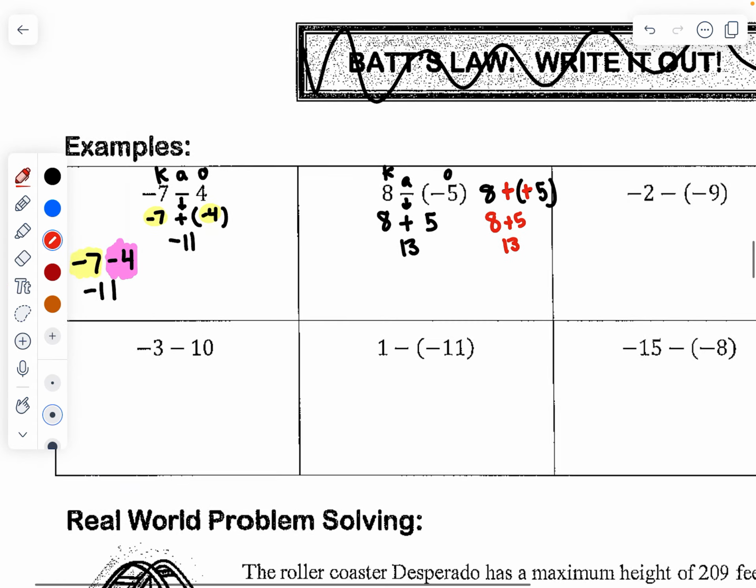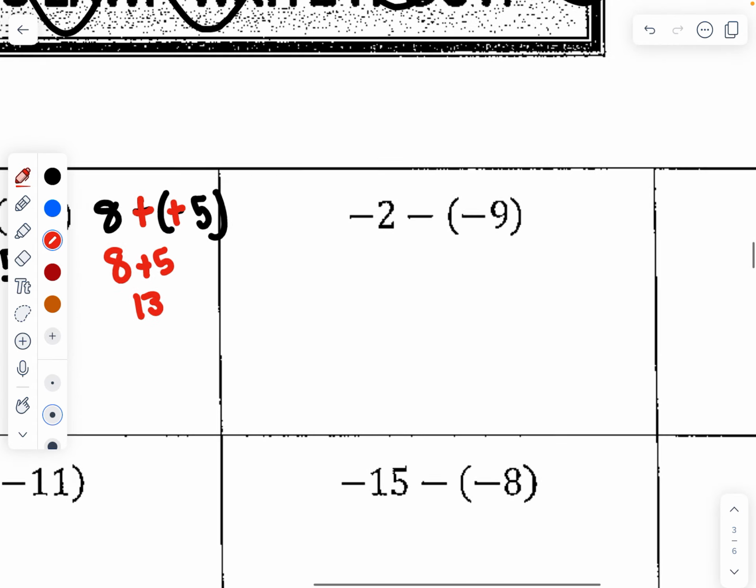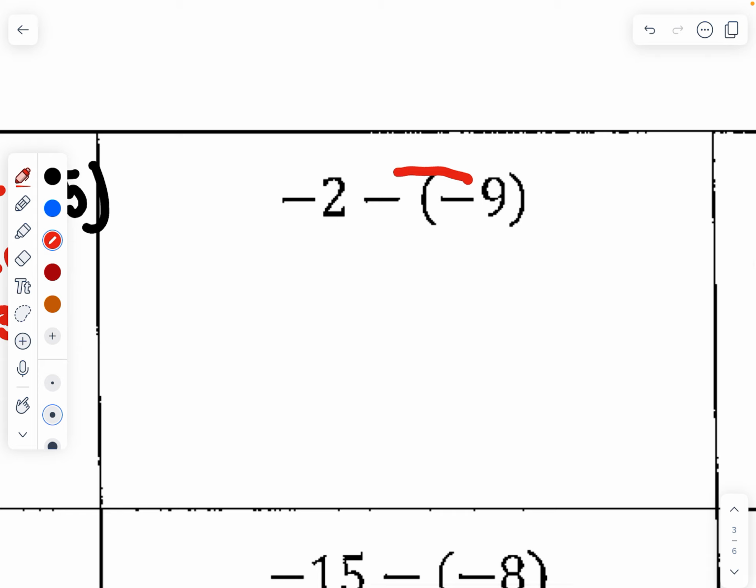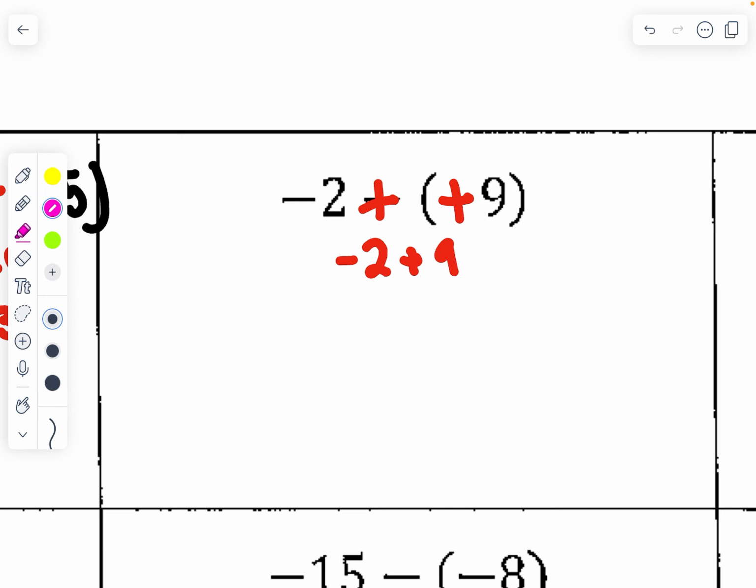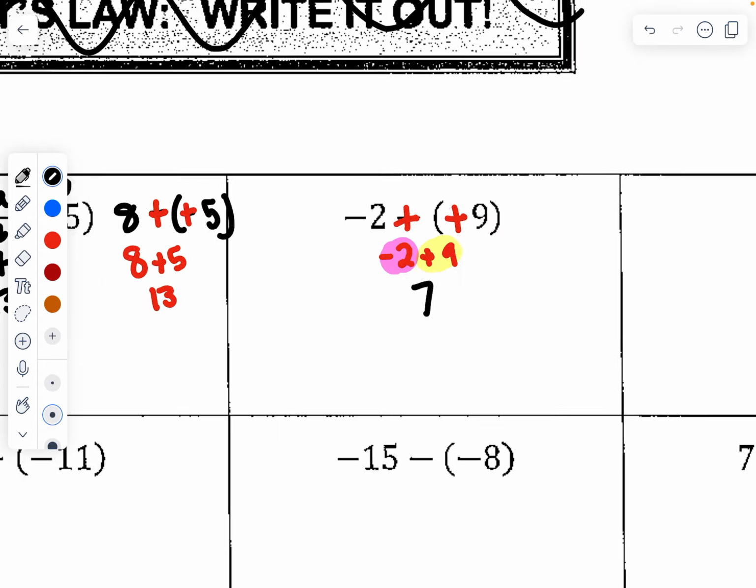And then I'll do one more with you guys, and then I'll give you a moment to try the rest on your own. Again, I can see here that we have a minus and a negative, and those are going to cancel each other out and become addition. So really it's negative 2 plus 9. And now if we take a look at this, we have a negative 2 and a positive 9. Those are opposite signs, so we must subtract them and keep the sign of the number further from 0. So it is a positive 7.